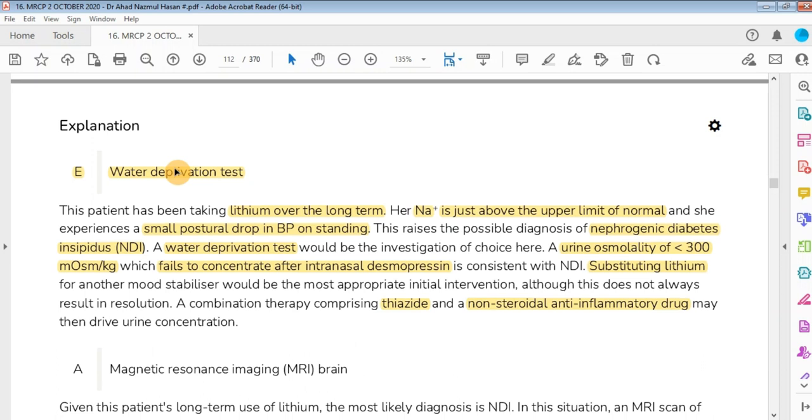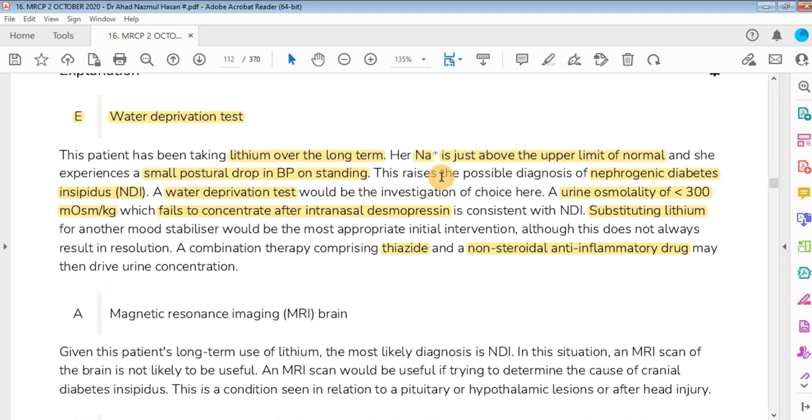This patient has been taking lithium over the long term. The sodium is just above the upper limit of normal, and she experienced a small postural drop in blood pressure on standing. This raises the possibility of nephrogenic diabetes insipidus. A water deprivation test would be the investigation of choice here.